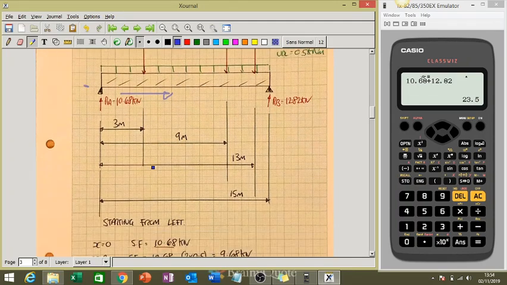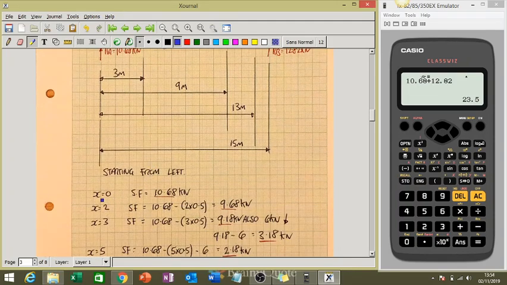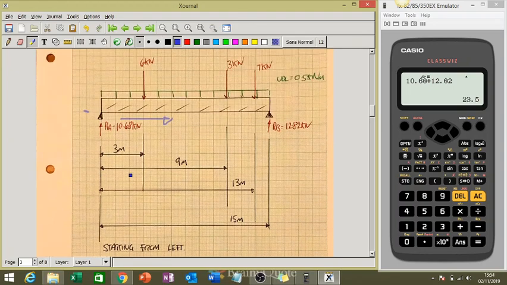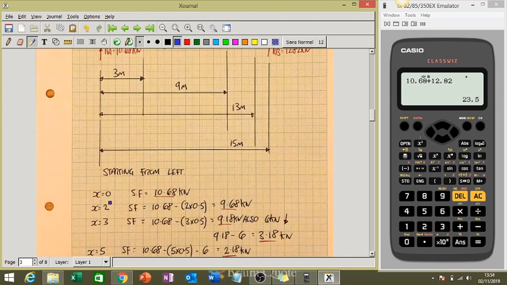So I'll start off from the left, x equals 0. What force can I see at x equals 0? All I can see is this 10.68. So I'm starting off at x equals 0. Ignore this for now. X equals 0. All I can see is 10.68. That's my first point.